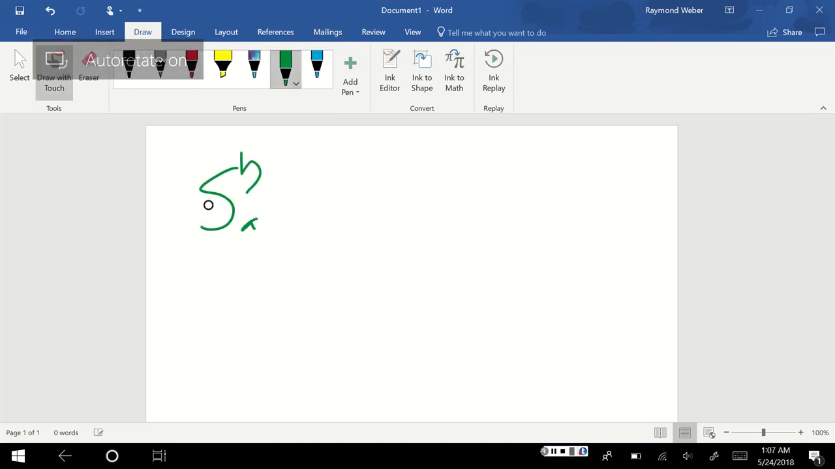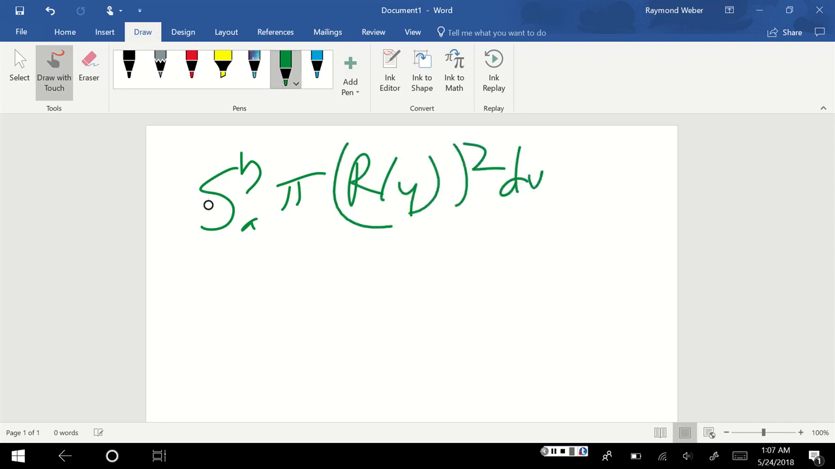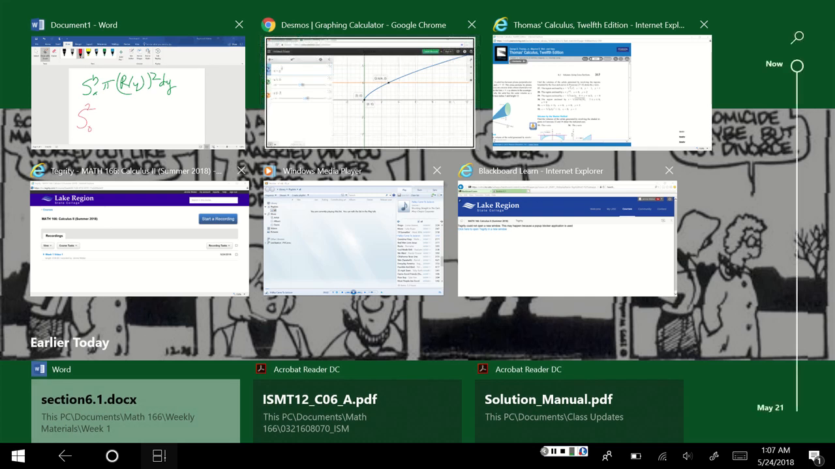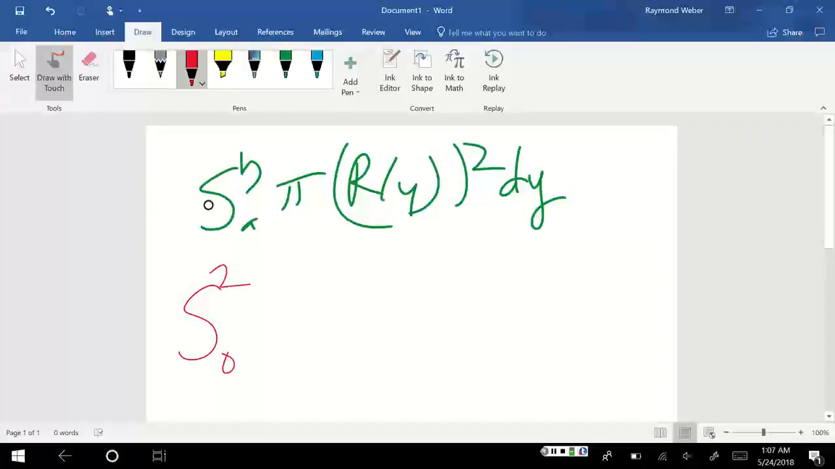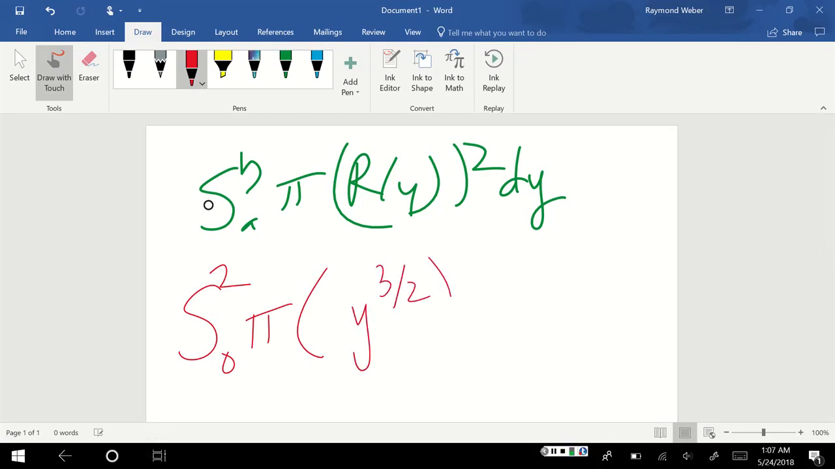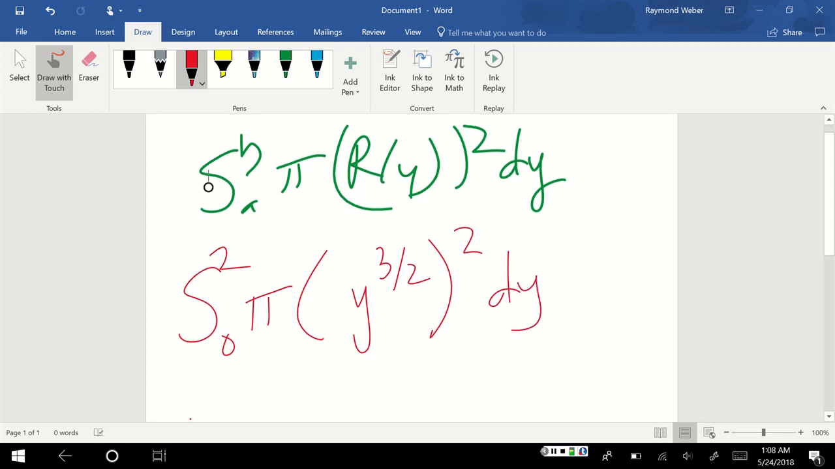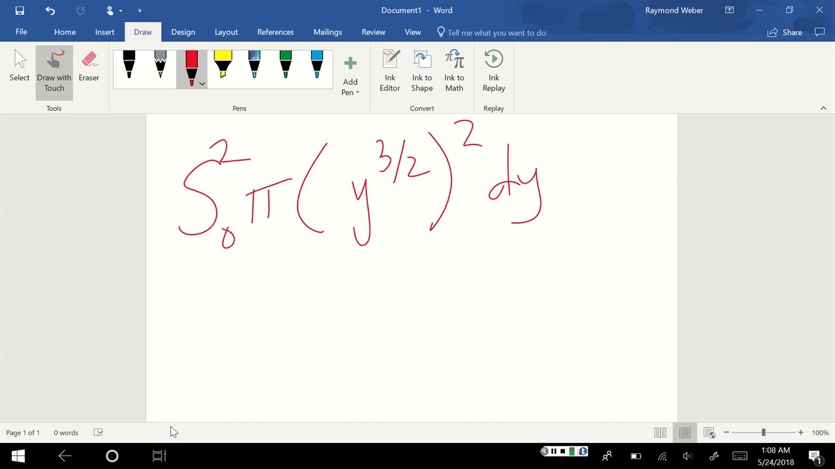So my formula, remember, is the integral from a to b of pi times r(y) squared dy. And this could be an x if we were revolving around the x-axis, but since we're revolving around the y, I went with y's. So I want to go from 0 to 2, because I'm matching my picture here. And then I got my pi. And then I've got my equation, which in this case was y to the 3/2, and I'm going to square that, dy.